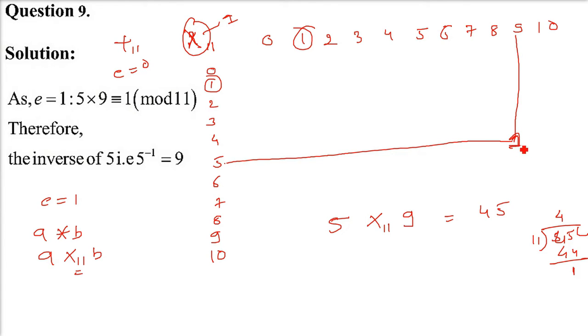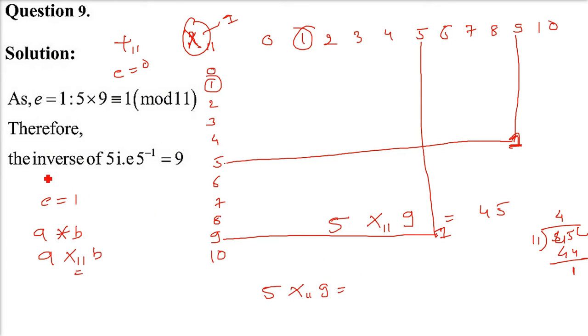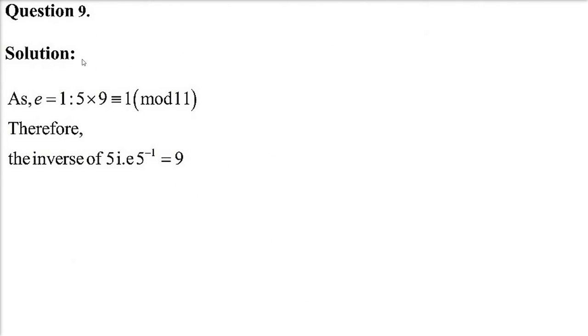If you make the whole table, you just have to find where 5 and some value intersect at 1, and that value will be the inverse. Even if you operate 9 with 5, the same value 1 will come, because if 5 is the inverse of 9, then 9 is the inverse of 5.